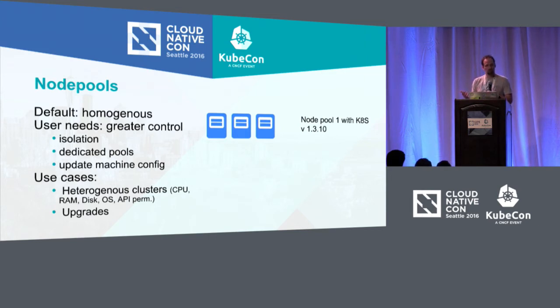You can have multiple node pools, which can give you different types of machines. You can create new node pools, which can allow you to transition the type of machine that you're using. You can add custom labels to those machines. And you can also use node pools for things like upgrades, which allows a better upgrade story.